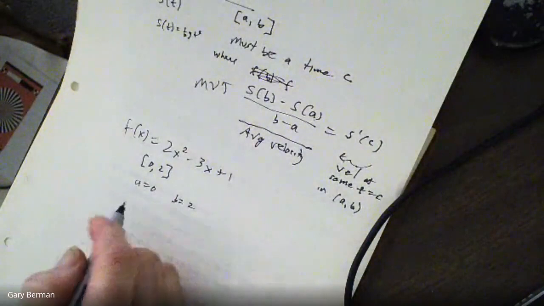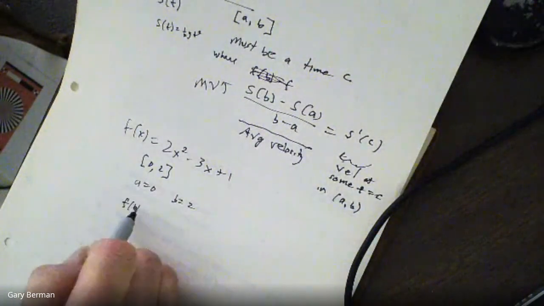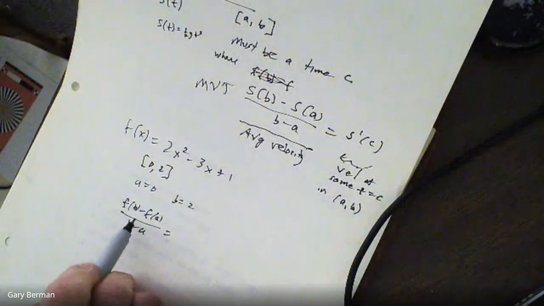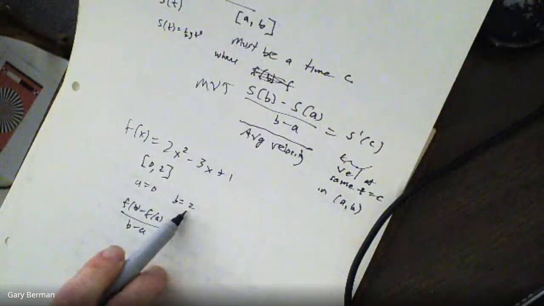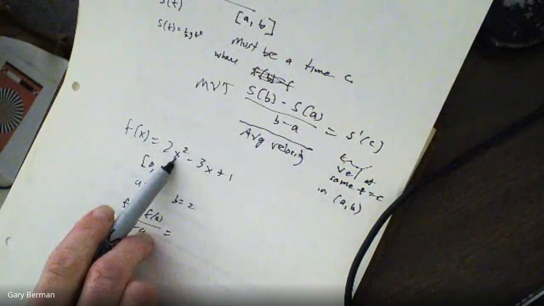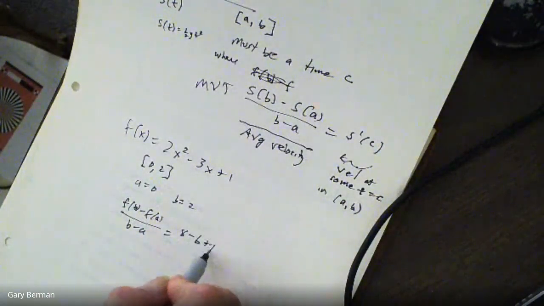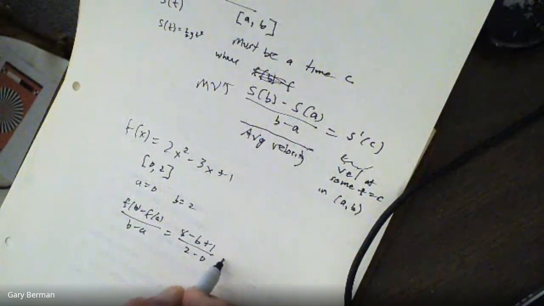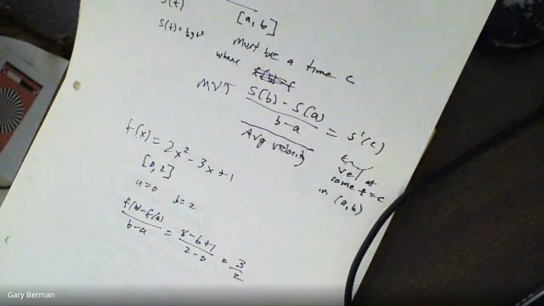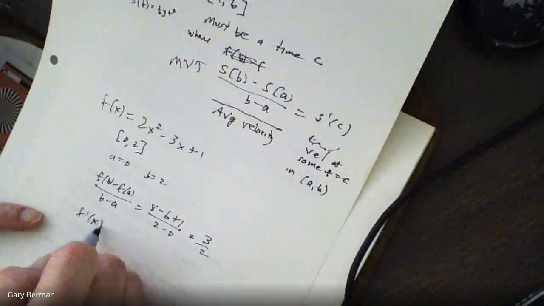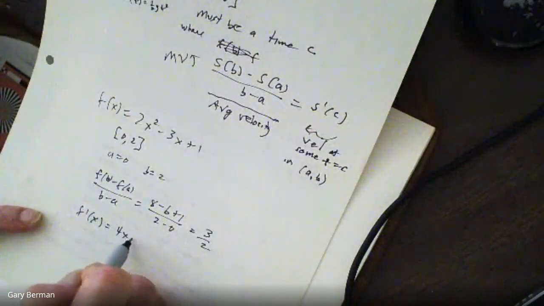The mean value theorem on one side says f of b minus f of a over b minus a. So f of b means I plug in 2. So 2 squared is 4 times 2 is 8, minus 6 plus 1 over 2 minus 0. That's 2 and 1 is 3 halves. On the other hand, let's look at the derivative. The derivative is 4x minus 3.